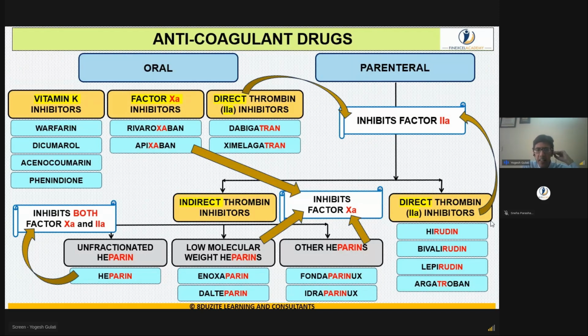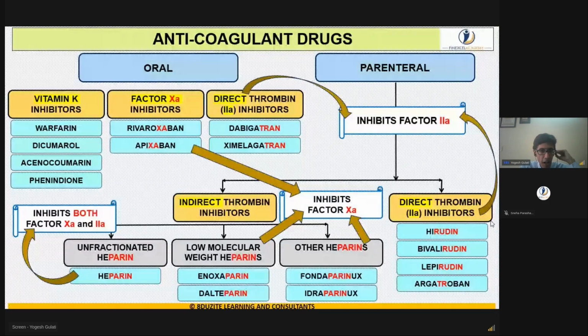Coming to the heparin, heparin is slightly different. The traditional unfractionated heparin inhibits both factor 10A and 2A. So heparin inhibits both. That's why it is called a pair. But this is only applicable for traditional heparin. It blocks both. But the other two groups, low molecular weight heparin and other heparins, which are enoxaparin and fondaparinux, inhibit only factor 10A. So this is important. Factor 10A: rivaroxaban, apixaban. If you have TR, they are all factor 2A. Traditional heparin inhibits both 10A and 2A, and low molecular weight and other heparins inhibit only factor 10A.